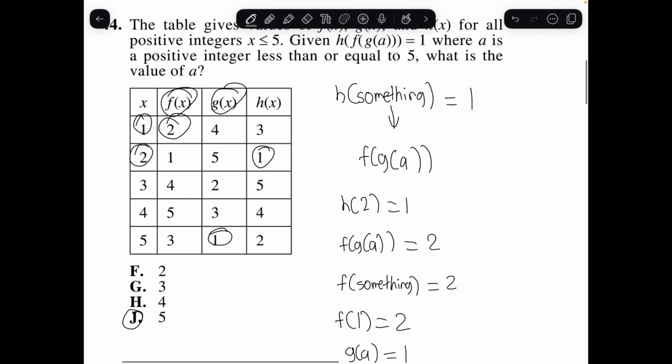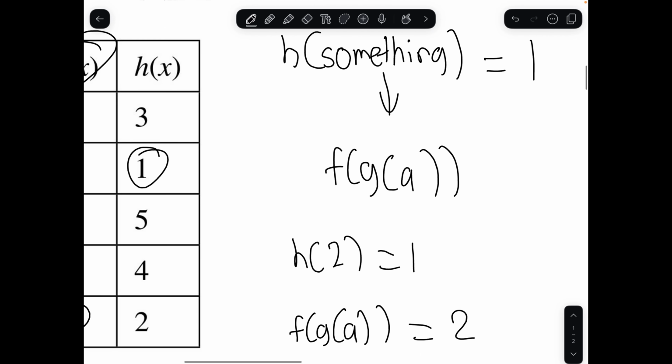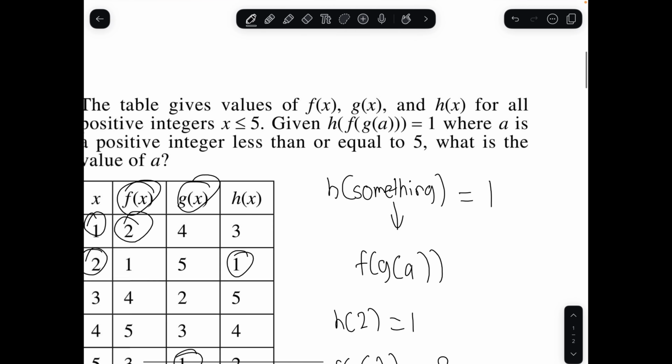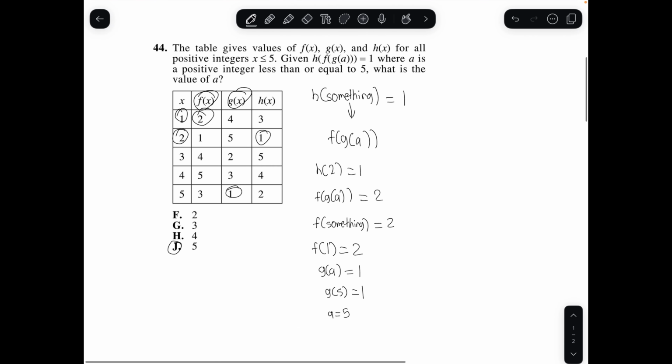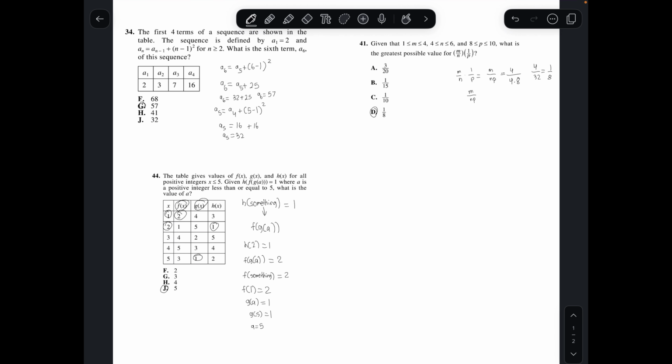So just remember, for this question, you have to start from the outside, break it into steps like this, and then you'll figure out your answer. I hope my explanations made sense, and thank you for watching.